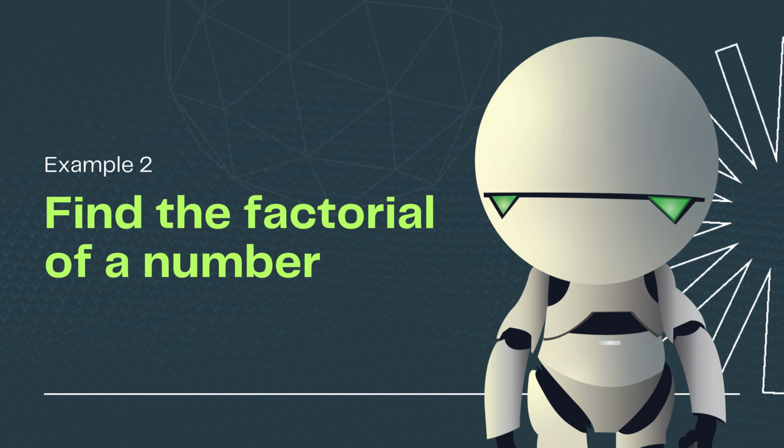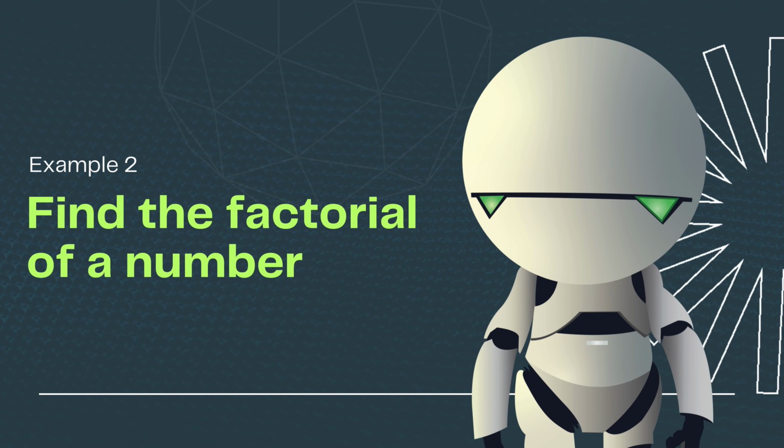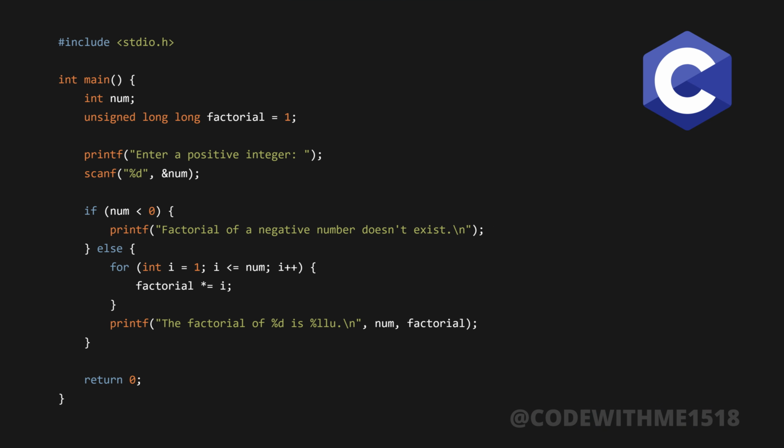Second, a program to find the factorial of a number. In C: #include <stdio.h>, int main, int num. unsigned long factorial = 1. printf enter a positive integer. scanf %d, &num. If num < 0, printf factorial of a negative number doesn't exist. Else, for (int i = 1; i <= num; i++), factorial *= i. printf the factorial of %d is %lu, num, factorial, return 0.